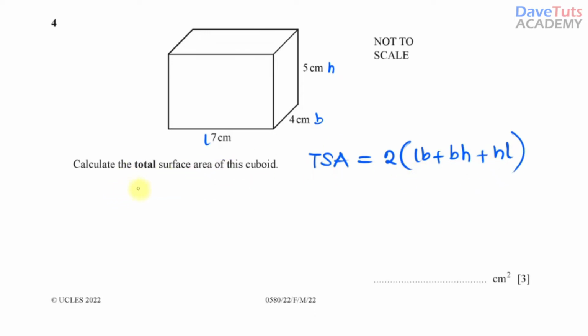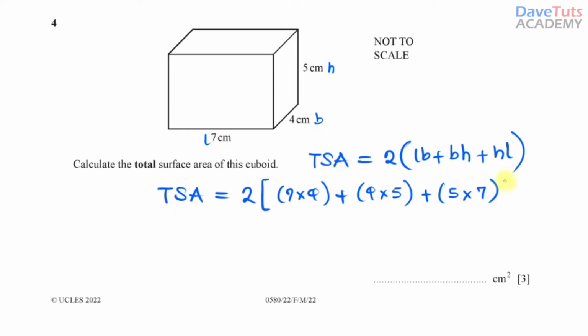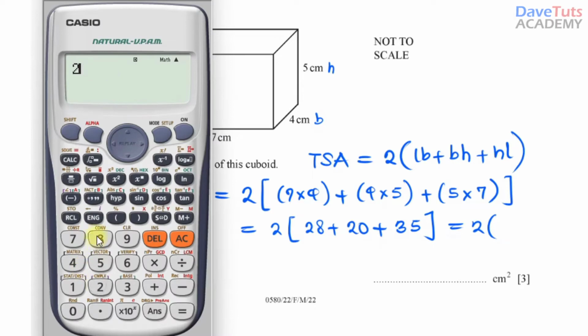So if you want to put that into use to calculate this, in this case we have 2 into length times breadth, which will be 7 times 4, plus the breadth times height, which will be 4 times 5, then plus the height multiplied by the length, which will be 5 multiplied by 7. Okay, so this we can now say is 2 multiplied by 7 times 4, which is 28, 4 times 5, 20, 5 times 7, that is 35. So we are having this as 2 multiplied by the addition of all this, 28 plus 20 plus 35.